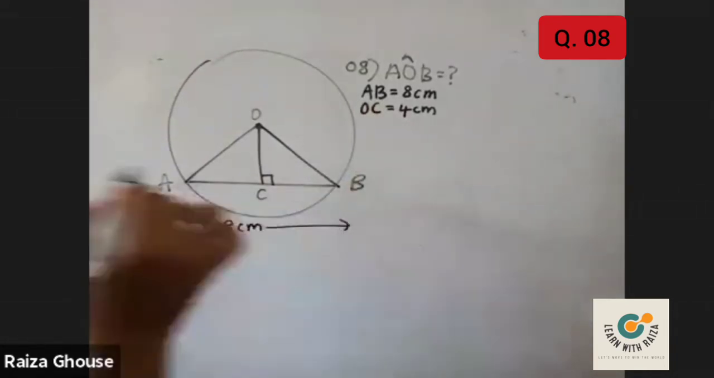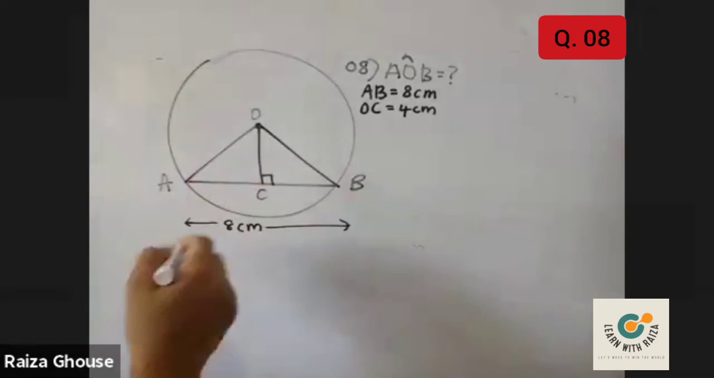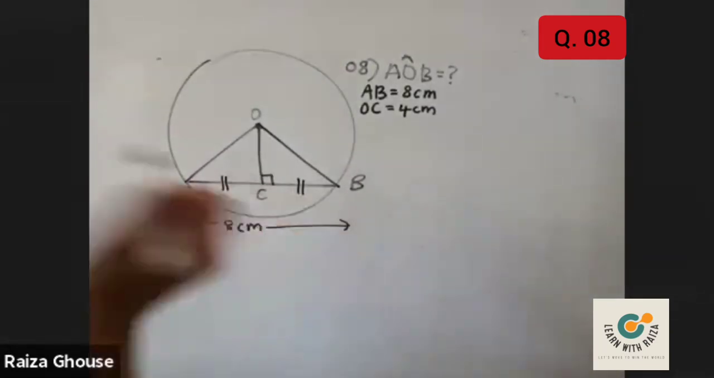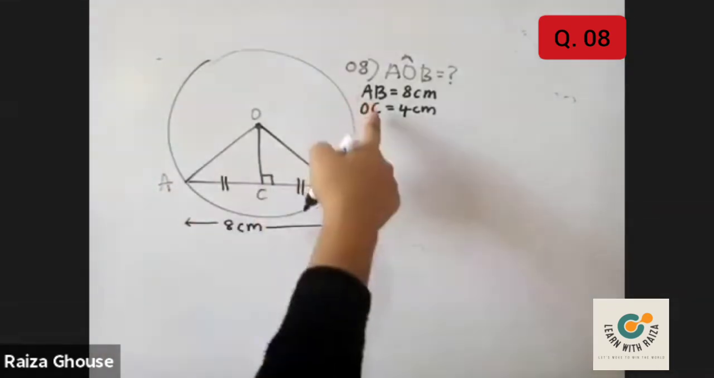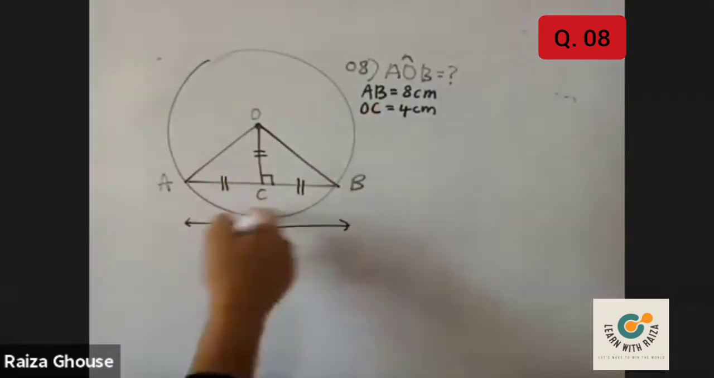Now, in grade 10, you are learning chords of a circle. If AB is a chord and joining the point C, you can understand that these two sides are equal. So each 4 centimeter. And they have given that OC is also 4 centimeters. So now all are 4 centimeters.